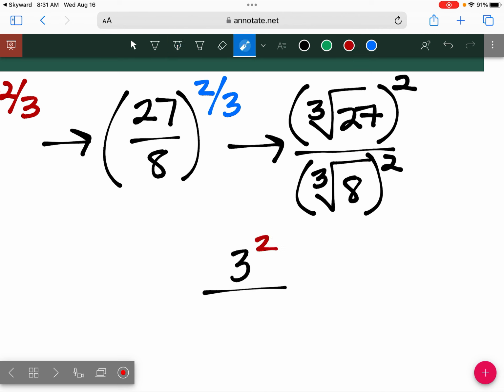And in my denominator, I have the cube root of 8, which is 2. And then I'm going to attach that exponent to the 2. So our last step would be to simplify the exponent. So we did our root. Now we're ready to simplify the exponent. So our final answer would be 9 over 4.